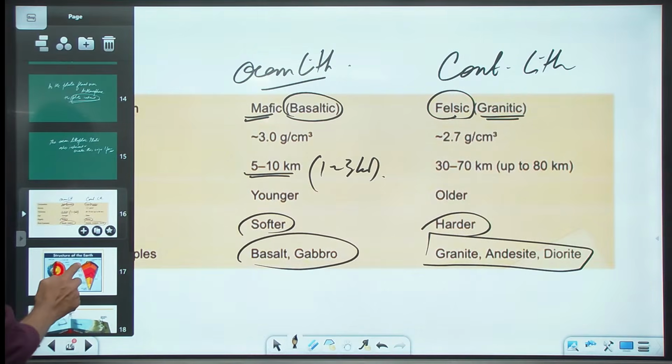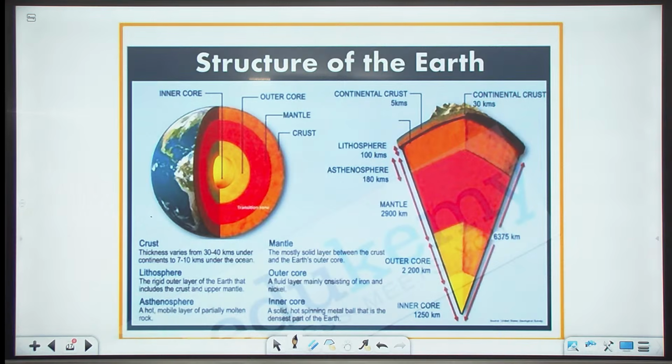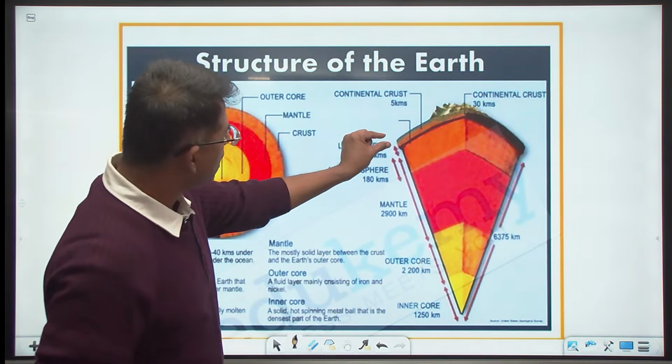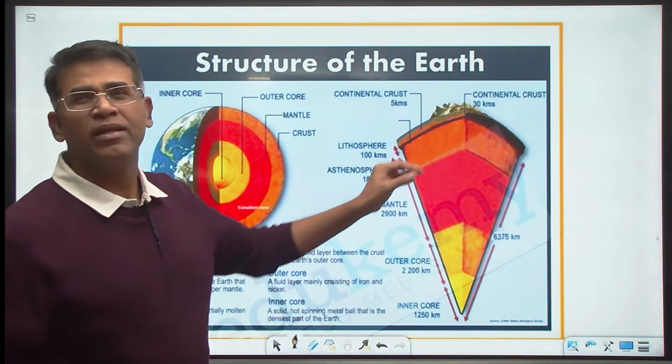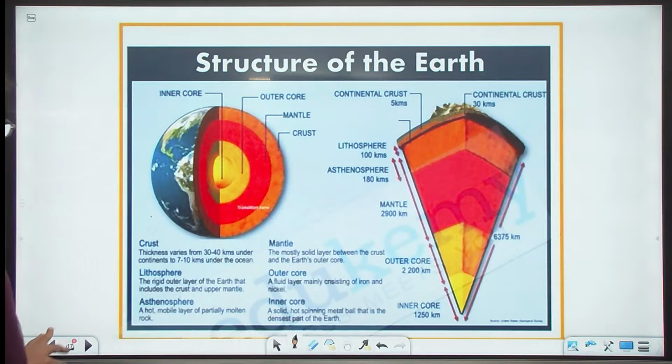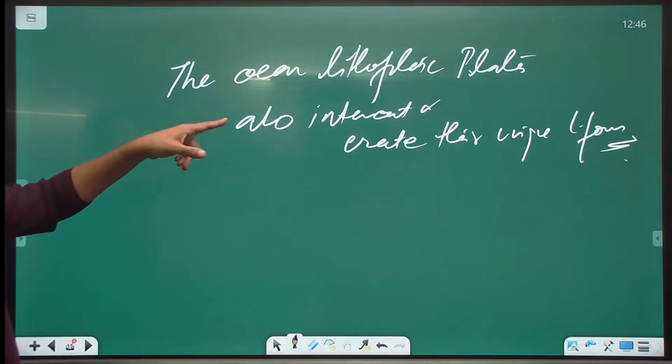Okay, now this also you understand. You can go back to your room and have a look at the interiors of Earth. The lithosphere is the first 100 kilometers, then we have the asthenosphere. So these things you can go back and look. Okay? So I was discussing what? I was discussing how the plates interact.